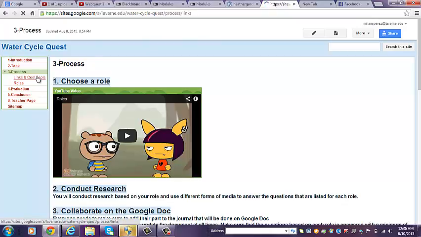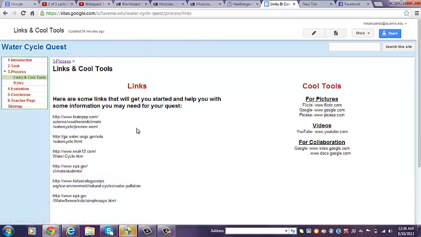And for process, on the left I listed what the students will be doing step by step and created 2 sub-pages. One is called links with cool tools to research and gather information, and the other one is called roles. And on the right, I also listed a couple of cool tools that students can use for this project. For number 1, they're going to be choosing a role.